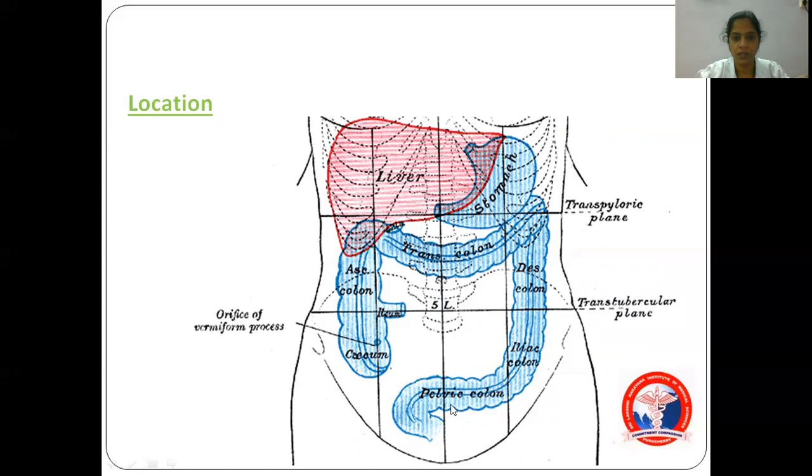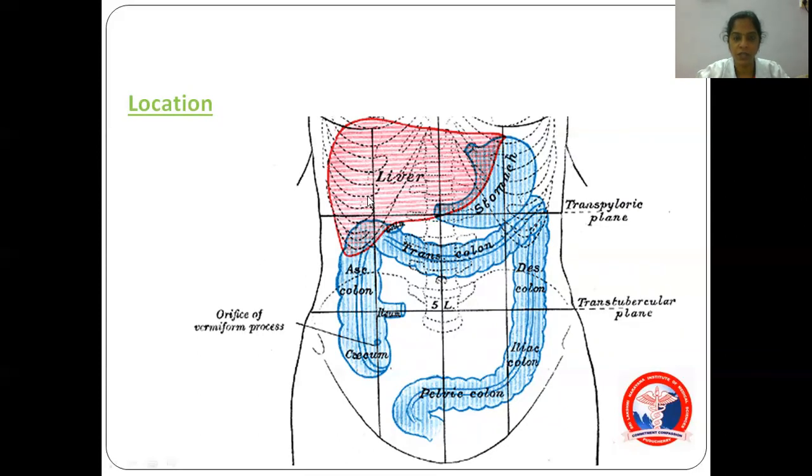So this is the right iliac. Here you can see it's marked as cecum. So this is the location of the cecum. Where it is exactly located means in the right iliac fossa, where you can see two lines.